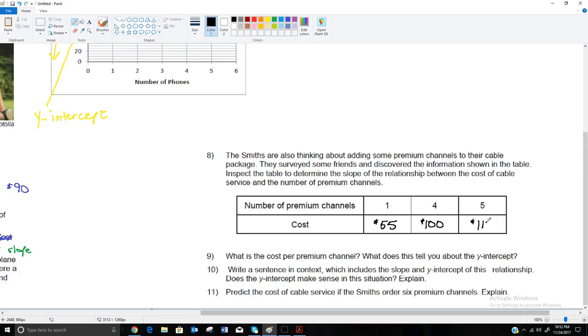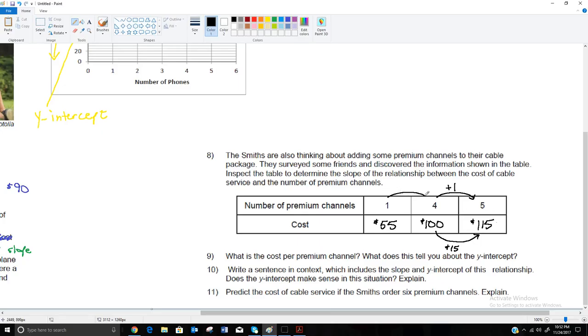Make our life just a little easier with these numbers. So what is the cost per premium channel? And what does that tell us about the y-intercept? Well, we can look at the first two here, but they're 3 channels apart from each other, so that's a little hard. But if we look here from 4 to 5, that's only one additional channel. So when we added one additional channel, what happened? We added $15. So it appears that each additional channel is $15.